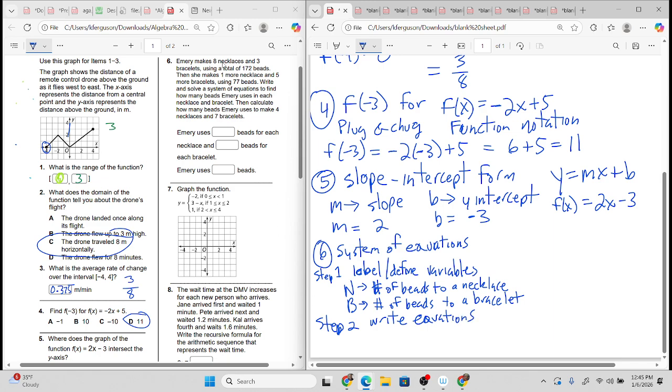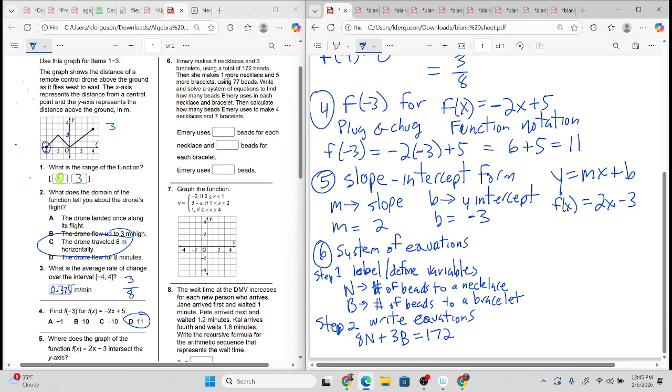So 8 necklaces and 3 bracelets using a total of 172 beads. So that's going to be 8 times N plus 3 times B equals 172, because remember, N is the number of beads it takes to make a necklace, and B is the number of beads it takes to make a bracelet. So 8 times N and then 3 times B gives me 172.